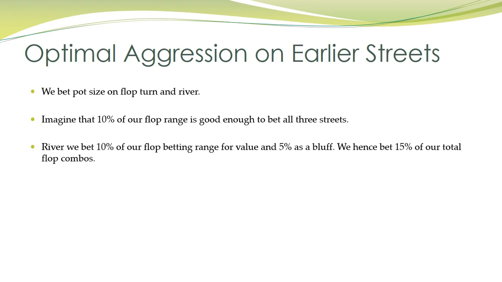So how many bluffs do we need in order to balance that out? Well, we know that if we're following a balanced strategy with a pot size bet, we're going to be using a 1 to 2 bluff to value ratio. So if we have 10% value hands, we're going to need half of that in terms of bluffs. We need 5% bluffs. And remember that 5% is 5% of our total flop range. So this means that a total of 15% of all the hands we get to the flop with are going to be firing the river as part of this balanced strategy.